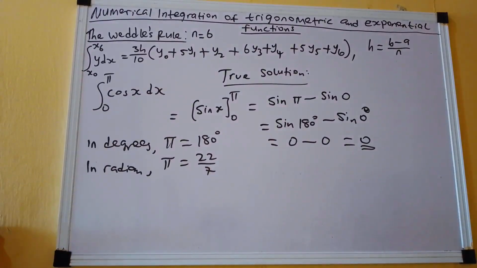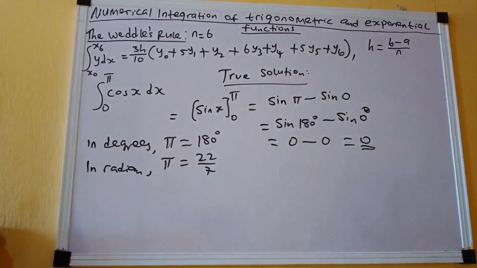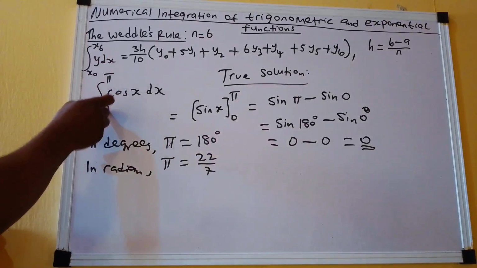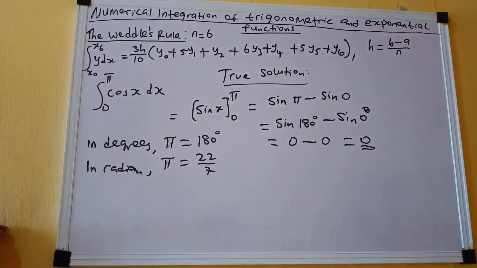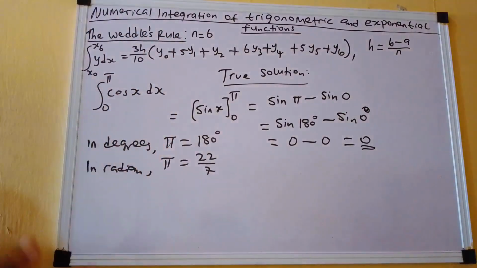So have this at the back of your mind. Pi in degrees is 180 degrees. So this integral is running from 0 to pi. That means from 0 degrees to 180 degrees. Anytime you are dealing with trigonometric functions, have it at the back of your mind that you are dealing with degrees. The trigonometric functions deal with degrees. You can have 30 degrees, 40 degrees, sine 30 degrees, cos 40 degrees, sine 50, and so on and so forth. So we deal in degrees.